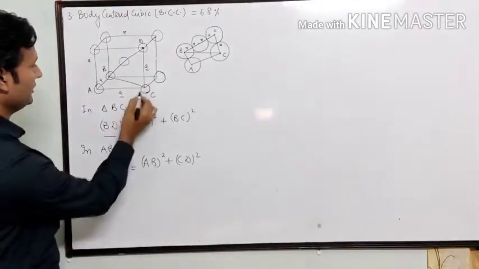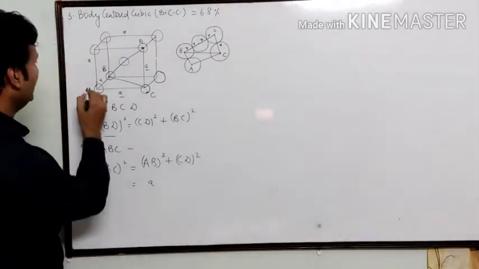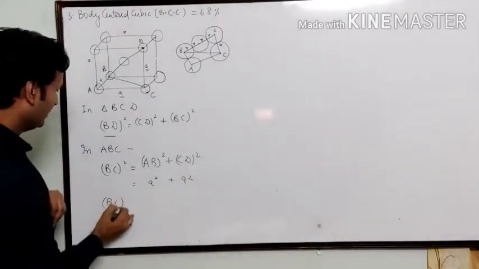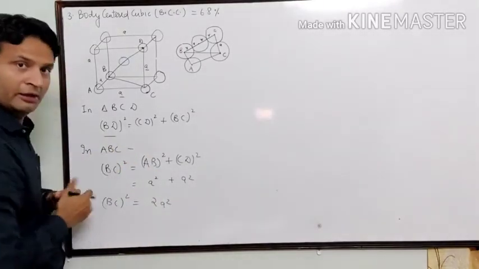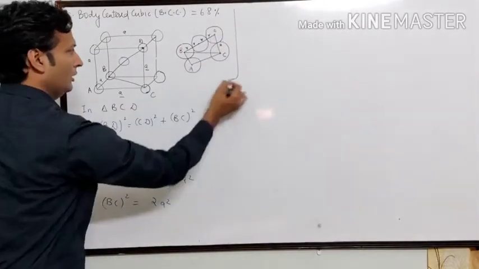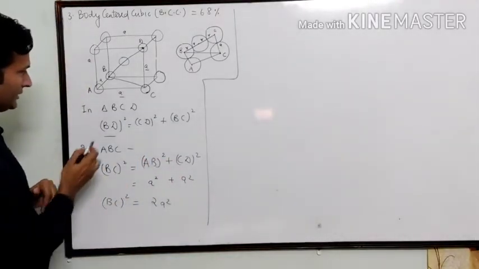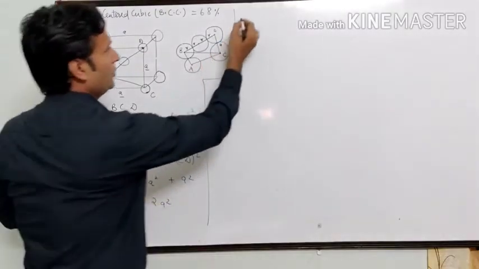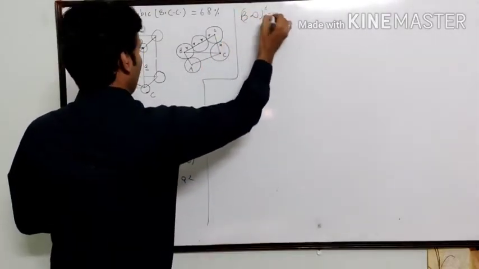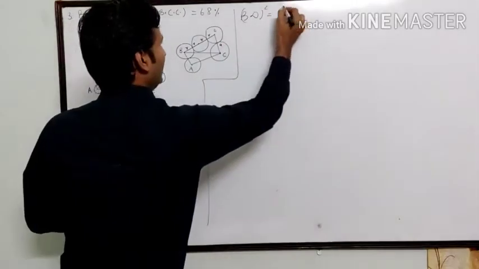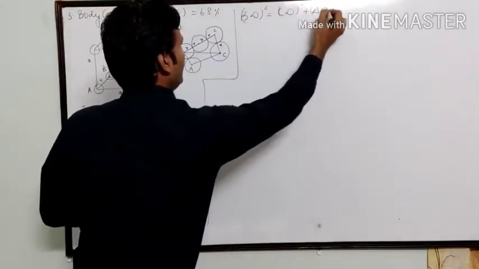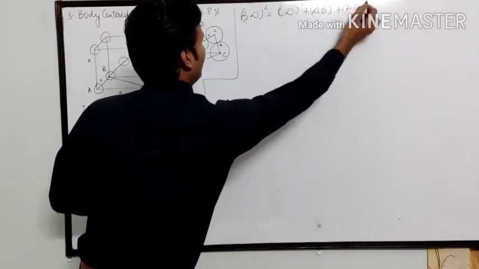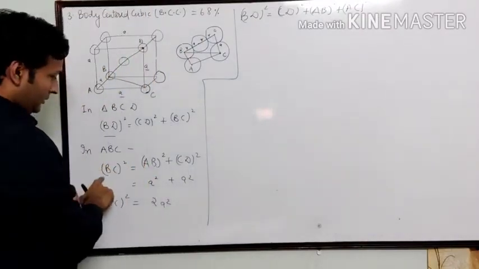And what is A to C? It is edge length A. And what is A to B? It is also edge length A. It means what is BC square? BC square is equal to 2A square. It means now we have all the components. Now what is triangle BCD? In BCD, BD square is equal to CD square plus AB square plus AC square. Now we have all the components, all the values.